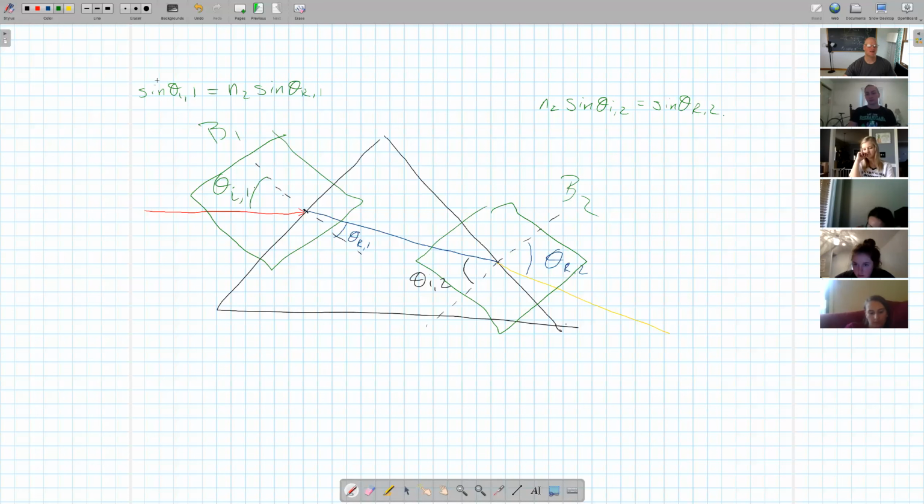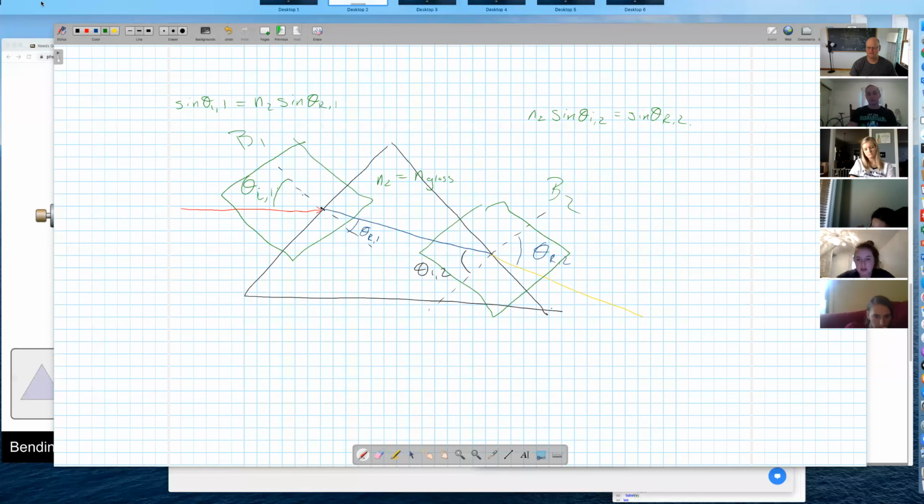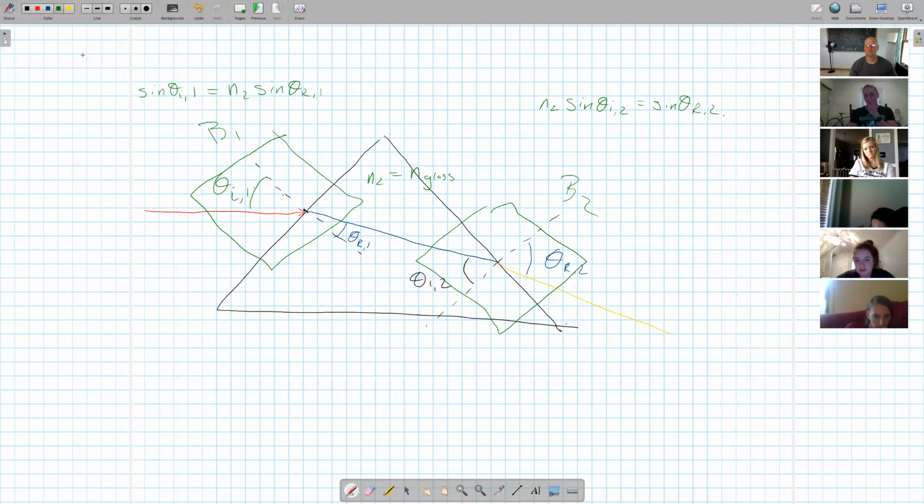For boundary 1, you're going to use this one to solve for N2. From this one, you're going to use this boundary and solve for N2 again. So you'll have 2 different N2 values. From those 2 different N2 values, you'll average them together and then find discrepancies with the index of refraction of glass. N2 should be the index of refraction of glass, or it'll be that for both of those. That's what we're basing it off of.